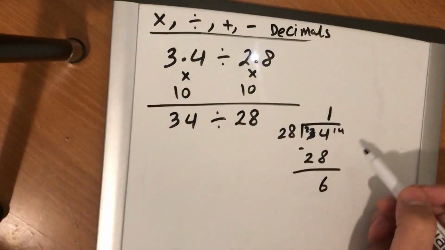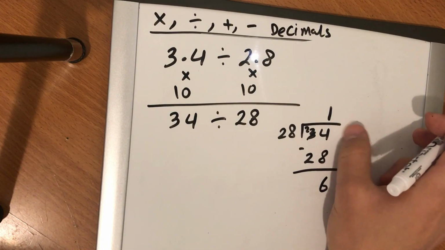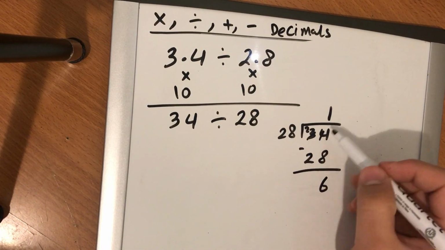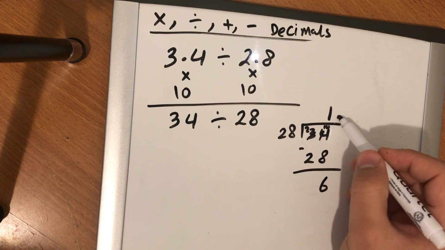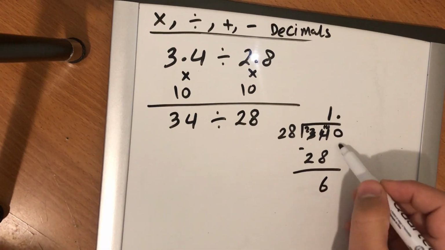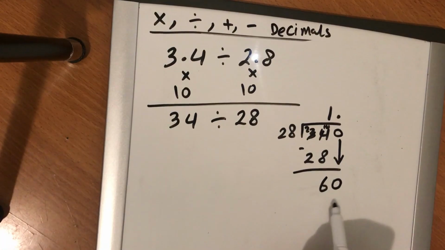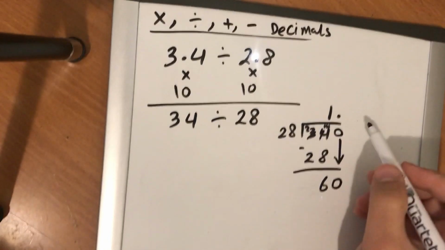I'm not going to write that. If you feel like annexing, that means you want to put a decimal point here and then put a 0 here and bring it down. Now it's 60 divided by 28. I mean, 28 goes into 60 at least twice.